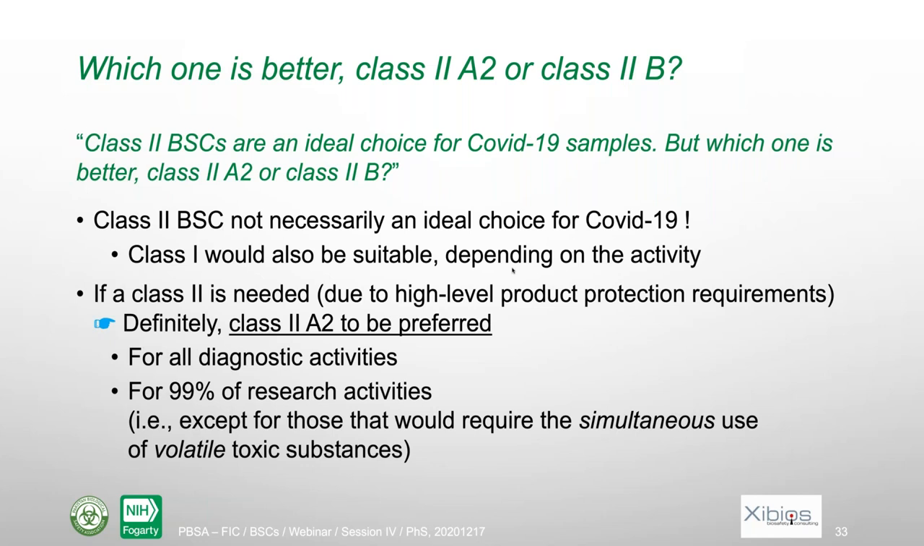The only exception would be if you work at the same time together on the biologicals, on infectious materials and volatile toxic substances. In that case, you might need a class 2B cabinet. But it's the only exception, and it should be in less than 1% of the activities.